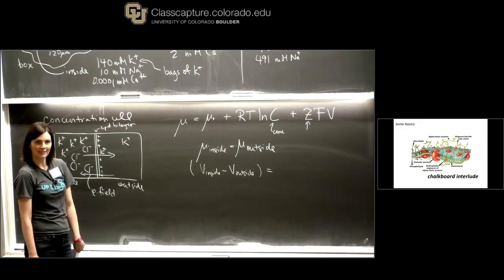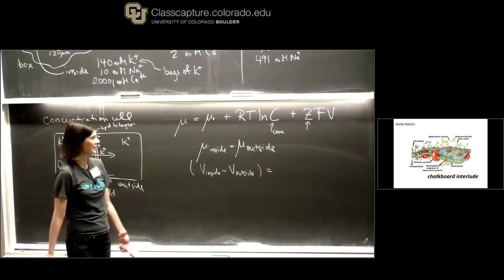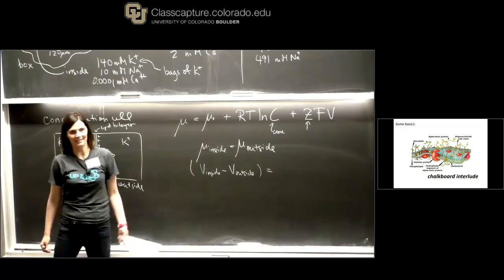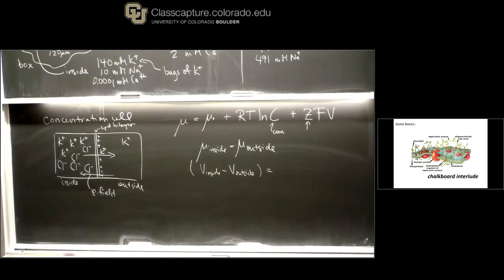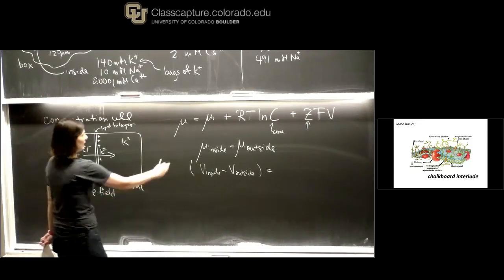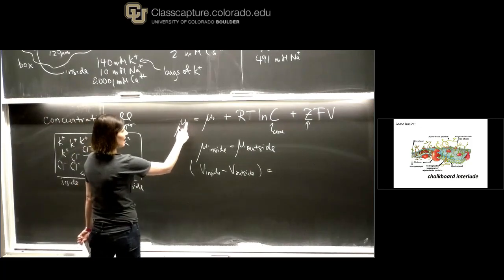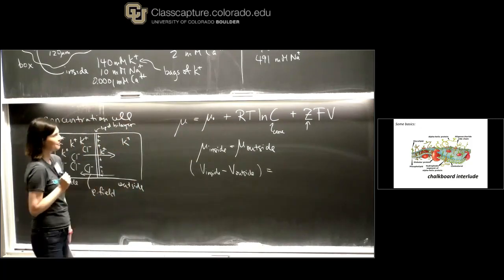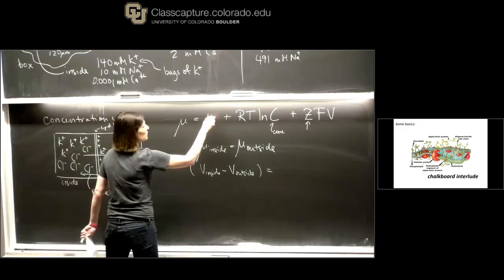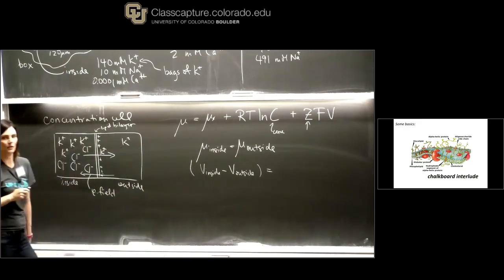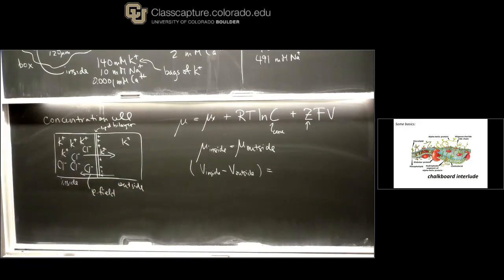Shall we do it together? How about if you take 1 minute? Just limber yourself up. Little basic algebra here. So write mu inside is equal to mu outside. And this is just a mu naught, so I'm going to make that a 0, if you'd like to call it.